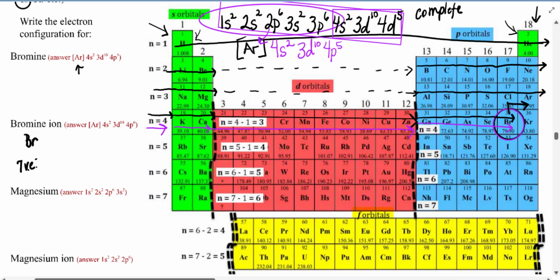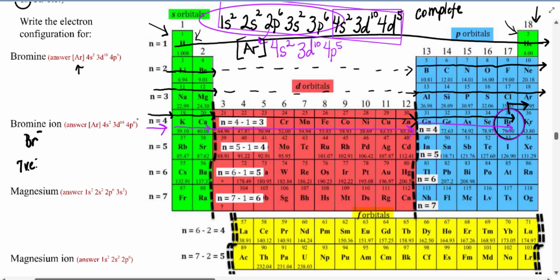So bromine is going to want to look like krypton. Krypton has 36 electrons, so your bromine ion had better have that. A bromine ion just means that it's going to gain 1 electron because it wants to look like krypton. To become stable, it needs a noble gas electron configuration that looks like krypton.